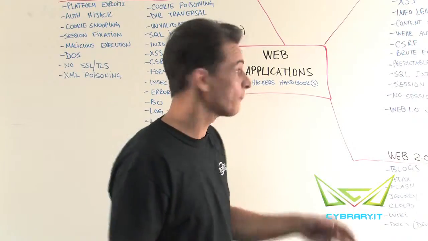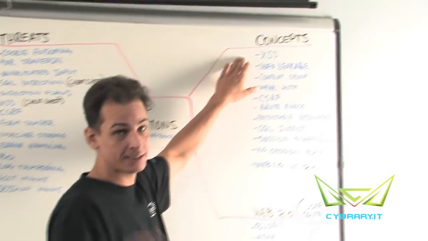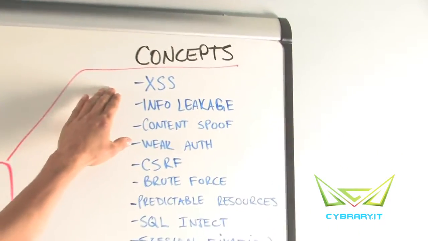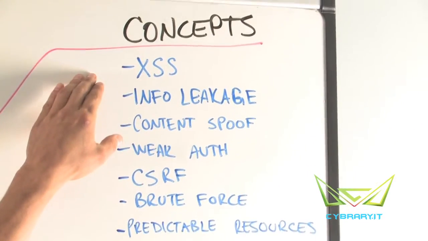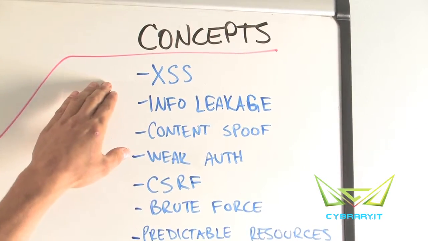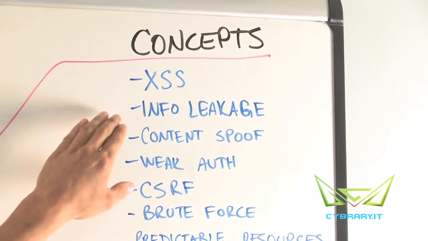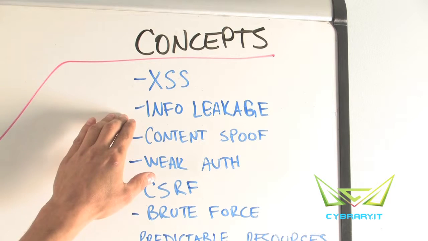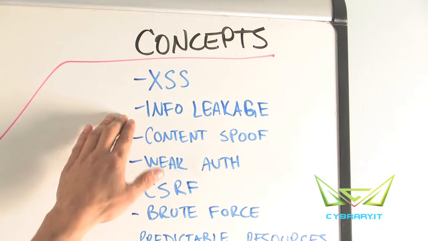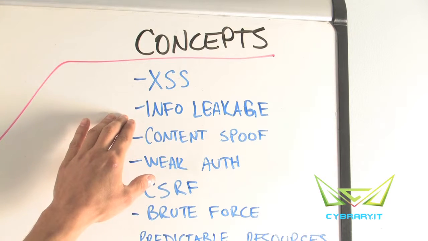So the concept here, besides the obvious of web applications, is what are all the components of them, and how do they go wrong? So let's start here with some basic concepts. Because they're web applications, this is where we get cross-site scripting. It exploits the relationship between the client and the server. You also have a vast amount of information leakage. Some of it is not harmful in itself, but could result in a secondary attack, which could be harmful. Okay, so information leakage.